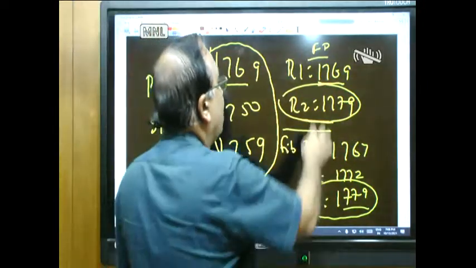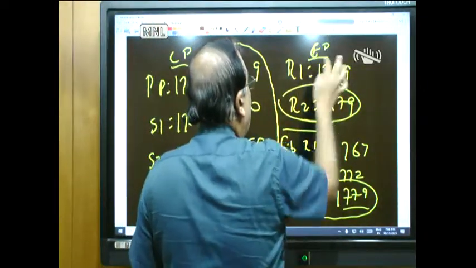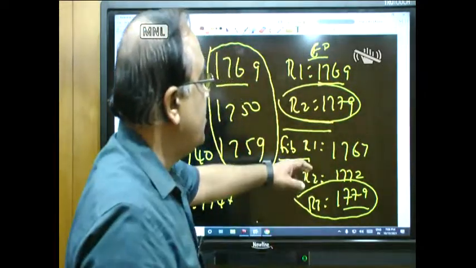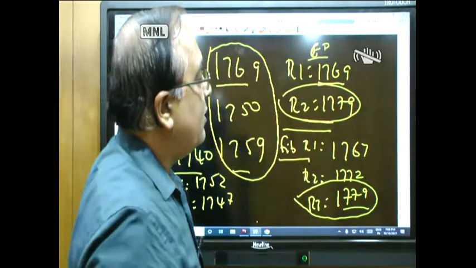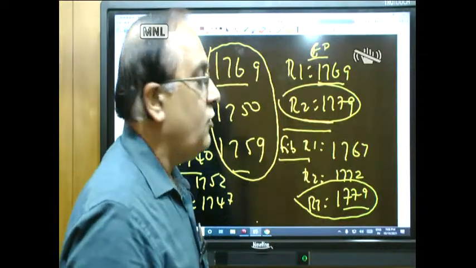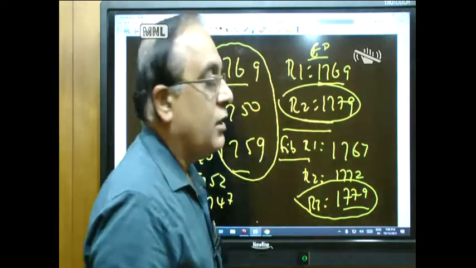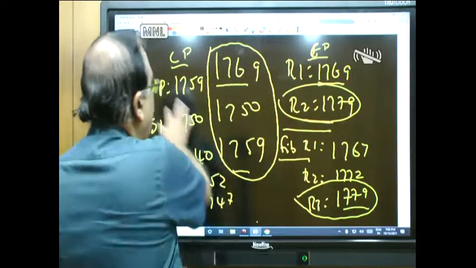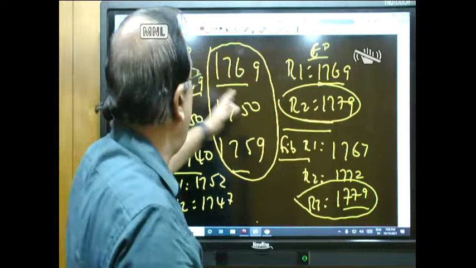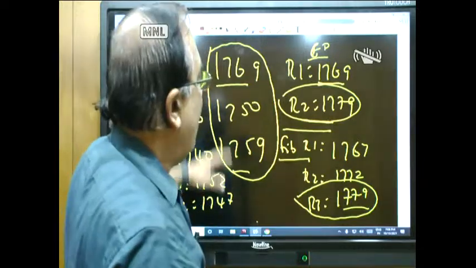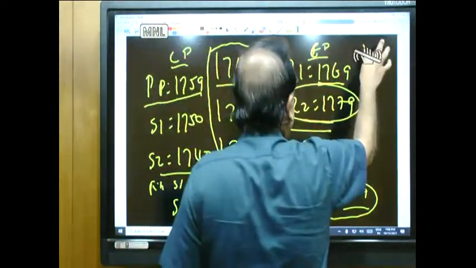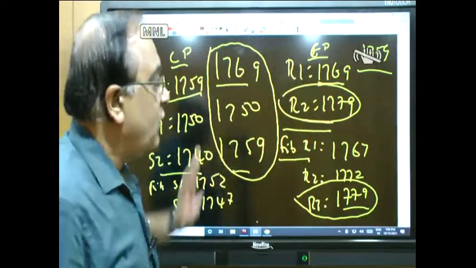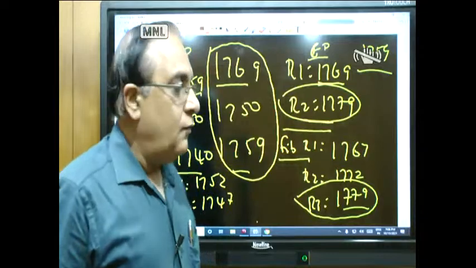This is classic pivot, 1769, 1779, and the Fibonacci R1 is 1767, and R2 is 1772. R2 is 1772 as far as the Fibonacci is concerned, and the average is the same, 1759. So there is no change whether it is a classic pivot or a Fibonacci pivot. The average is 1759. Yesterday it closed exactly at 1759.